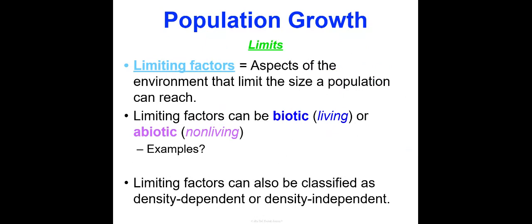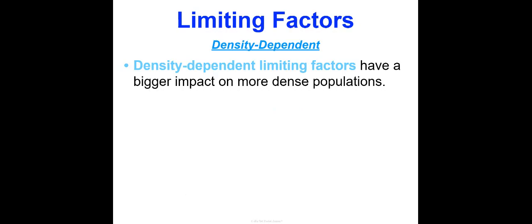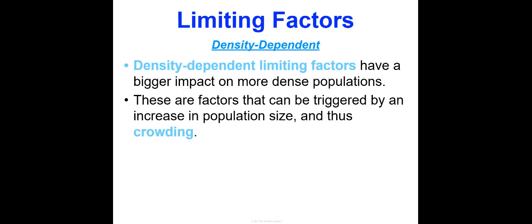These factors can also be density dependent or density independent. If they're density dependent, they have a greater effect on the population, how much it'll limit it, based on how many organisms are in an area. So density dependent factors have a greater impact on dense populations. Think of like a city. We're thinking about crowding.